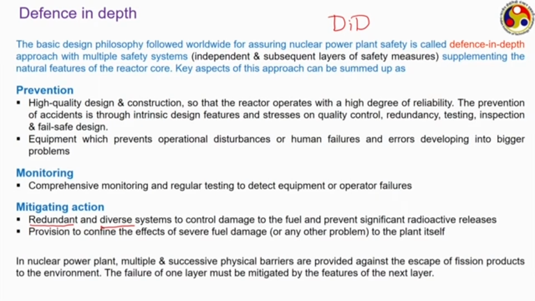In a nuclear power plant, multiple and successive physical barriers are provided as a part of this DID, which theoretically should be able to prevent the leakage of any kind of radioactive effect to the surroundings. And the subsequent layers of security or protection are arranged such that the failure of one layer should be mitigated by the next one by virtue of its design features itself.